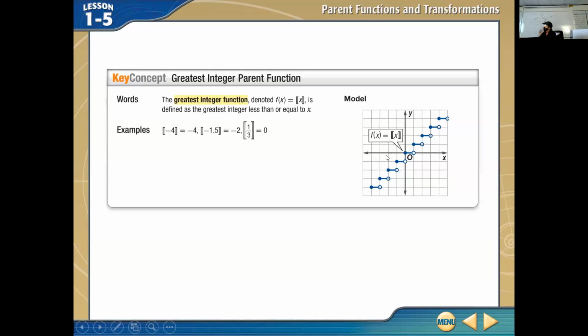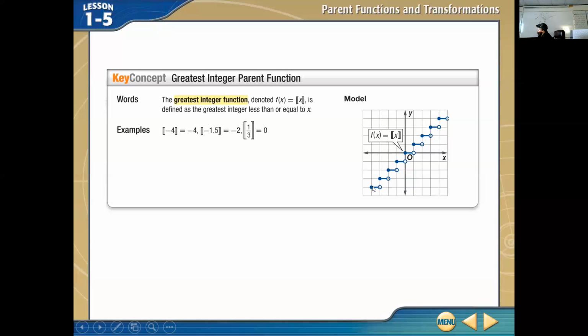The key for this is that we're going to round it to the lowest integer. Okay, the greatest integer function, denoted as f of x is equal to, it's always expressed with double brackets, is defined as the greatest integer less than or equal to x. Okay, so for the examples, you can see -4, it got rounded to -4. 1, 2, 3, 4, that's right here.